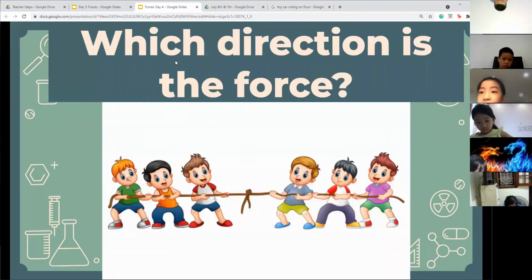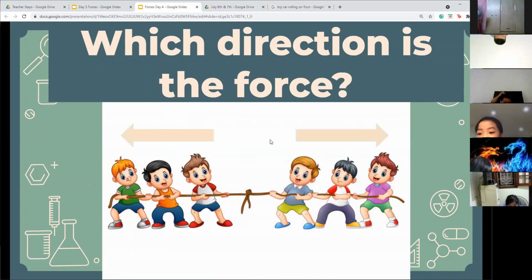So which direction is the force going? Is it going to the left or to the right? Or both? Both. Let me show you the arrows. The arrows are the same size. What do we use when something is the same in math? Susie, what do we use in math when we want to say something is the same? We will say it is equal. Equal. So I would say the forces are equal.